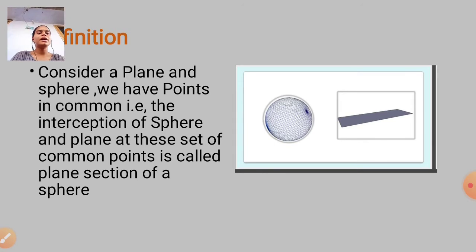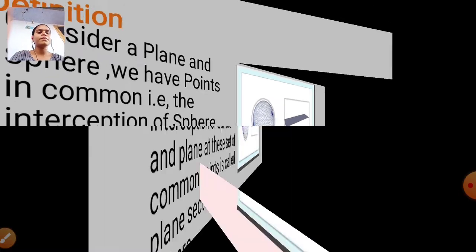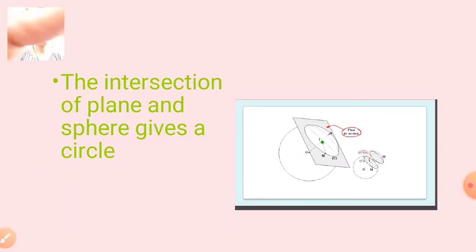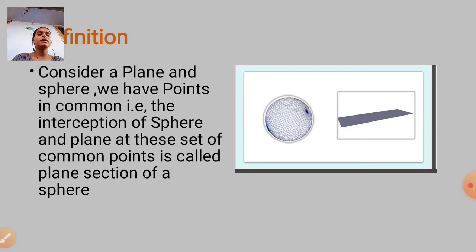Here we are observing a sphere and a plane. The intersection of the plane and the sphere gives a circle. That means, consider a plane and a sphere. We have points in common.